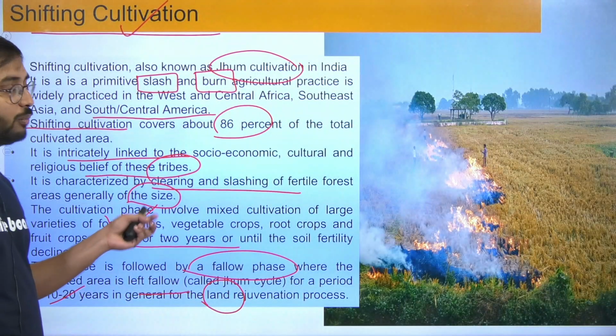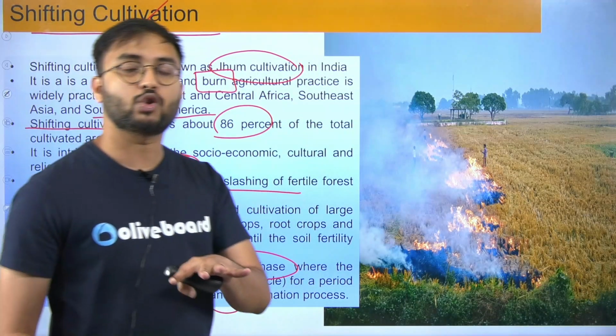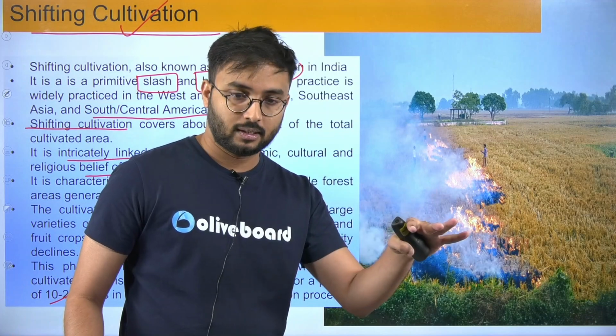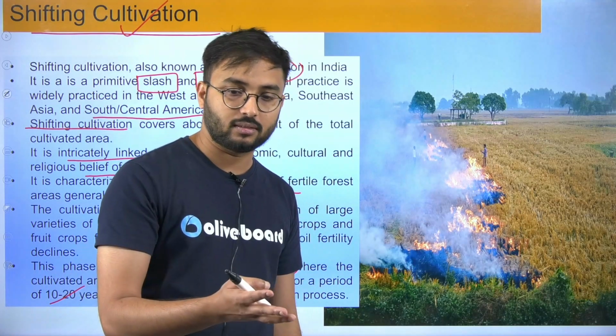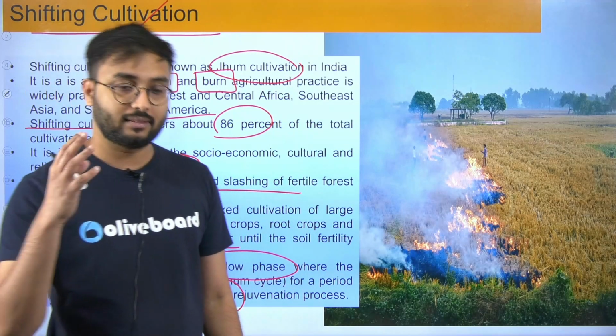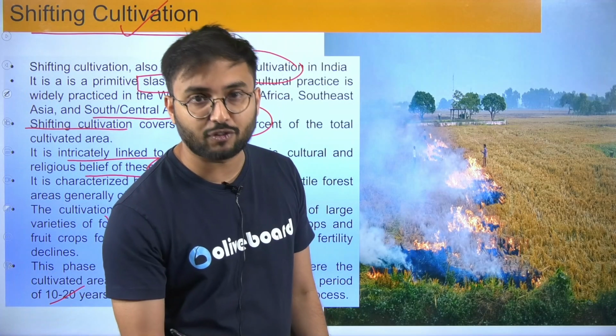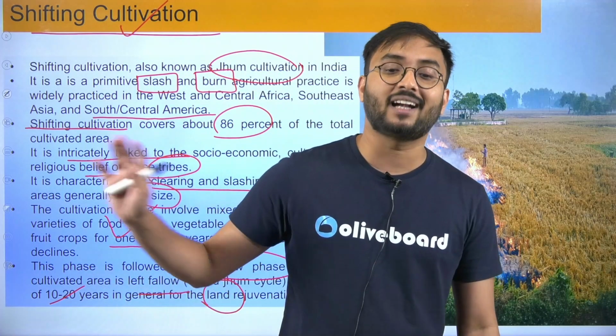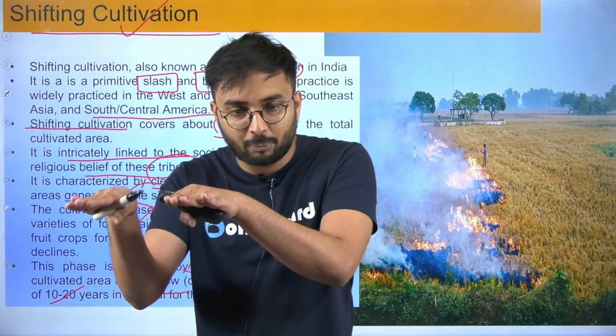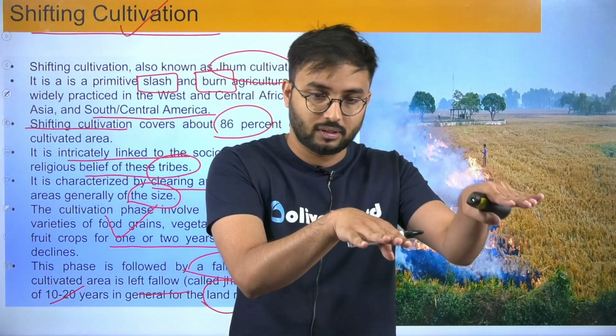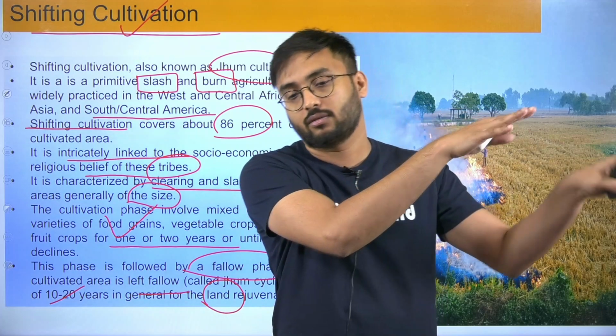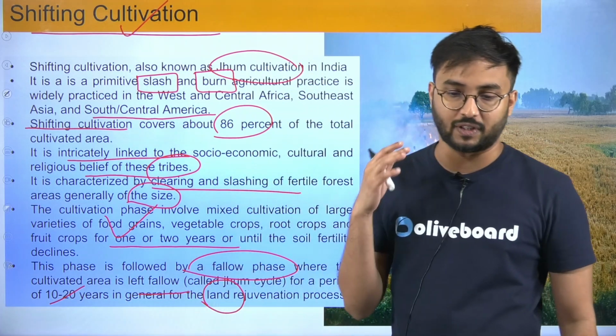So shifting cultivation is moving from one piece of land or one field to another by slashing it, that is cutting, then cultivating the crops, then burning that field, and then moving and keeping that land barren, and just keep moving from one patch to the next patch. This is called your shifting cultivation.